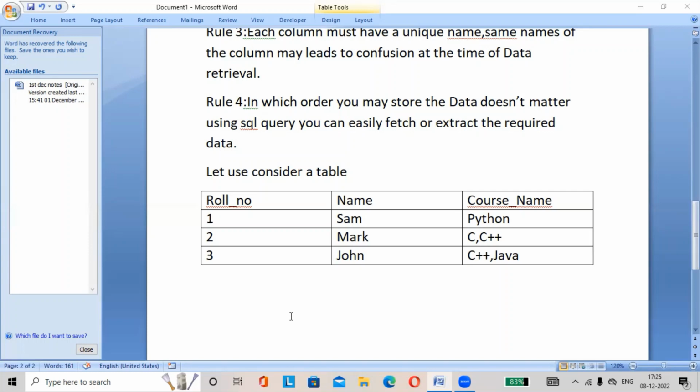I think no, ma'am. Why? Because for the course name Python we are giving the data type as nvarchar, and plus plus, can we take it or not? I don't know.